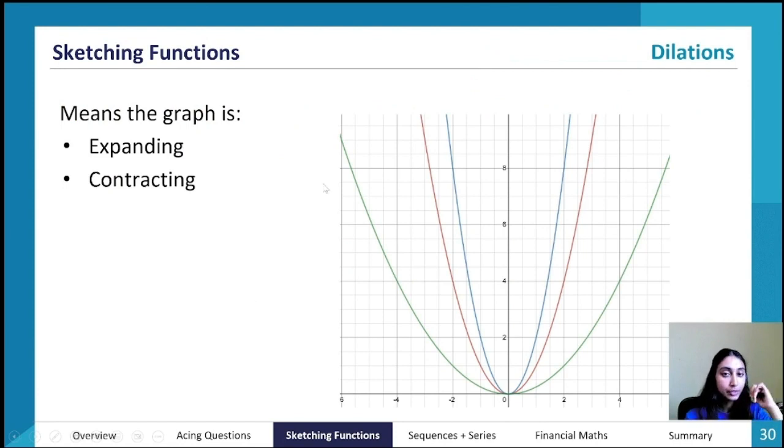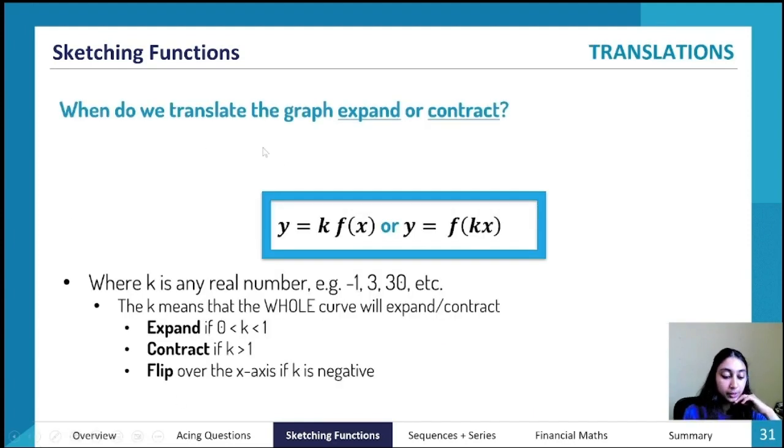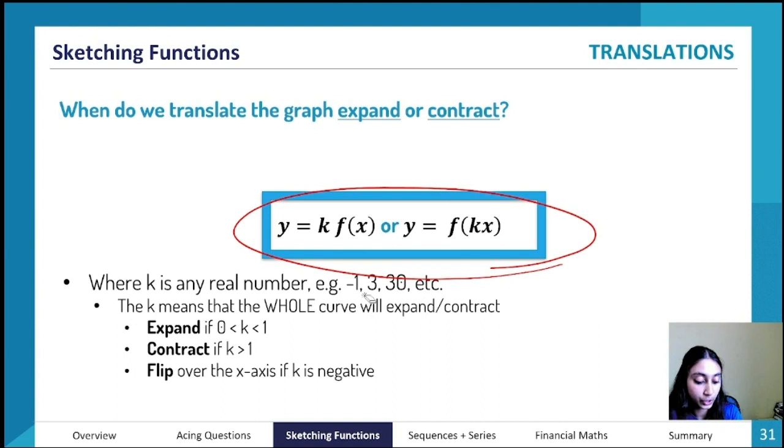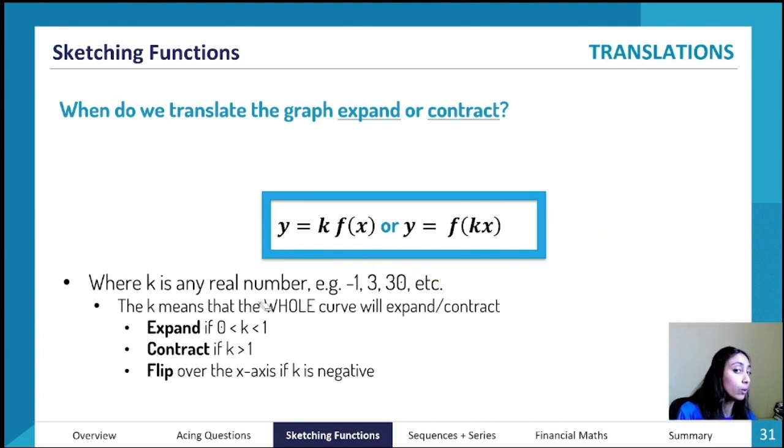Awesome. Okay, now we have something that I suppose is a little bit more annoying. It's something called a dilation. A dilation means that the graph is either expanding this way, or contracting, going inwards. So let's take a look. When we are doing a contraction or expansion, we have two options: y is equal to k times f of x, or y is equal to f of kx.